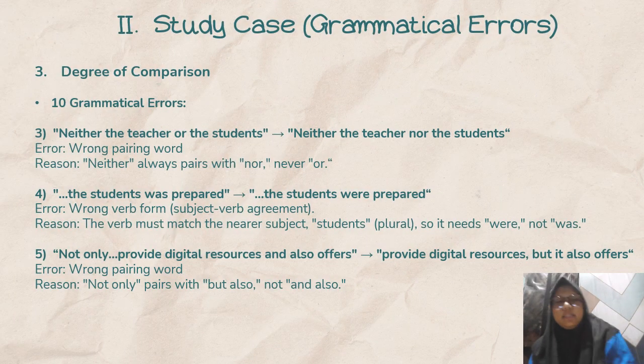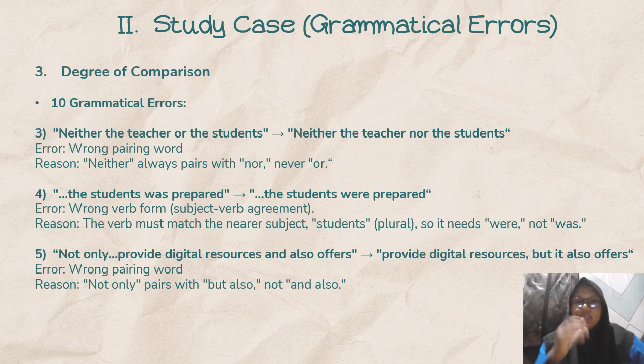Three, neither the teacher nor the students. It should be neither the teacher nor the students. Wrong pairing word. Neither always pairs with nor, never or. Four, the students was prepared. It should be the students were prepared. Wrong verb form for subject-verb agreement. The verb must match the nearest subject. It's students, so it's plural, so it needs were, not was.